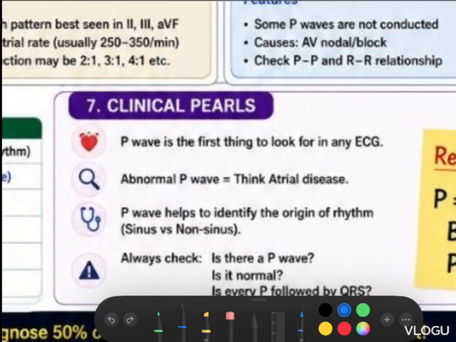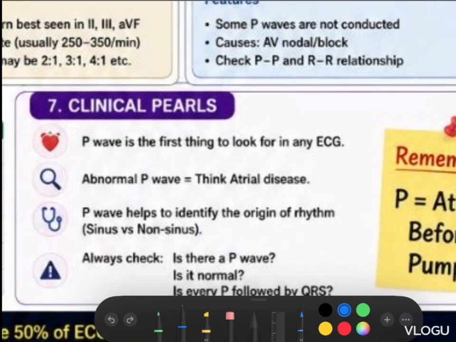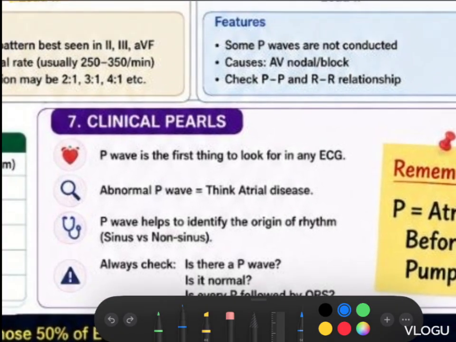Okay, next, I will ask some questions. If you listened to everything properly, you can answer in the comment section. What does the P wave represent and where does it originate? What do tall peaked P waves, a broad notched P wave, and no visible P wave indicate? And what does a sawtooth pattern indicate?